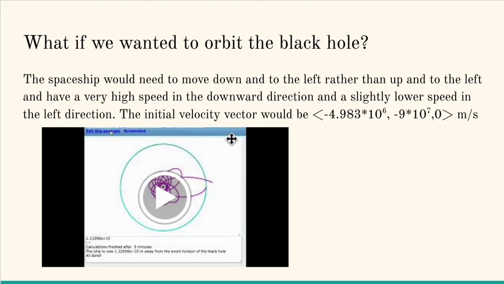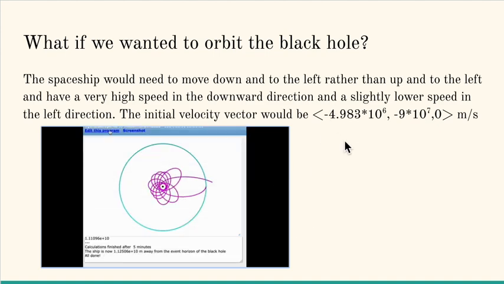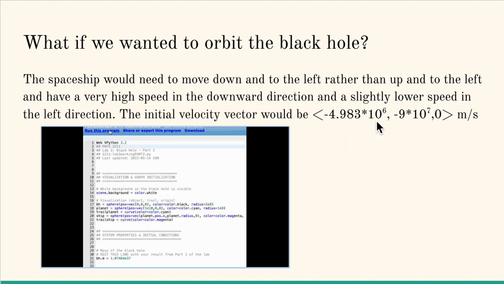So if we wanted to orbit around the black hole, the spaceship would need to move down and to the left rather than up and to the left, and have a very high speed in the downward direction and a slightly lower speed in the left direction. As you can see, this is what the orbit would look like, and the initial velocity vector would be negative 4.983 times 10 to the 6th, negative 9 times 10 to the 7th meters per second.